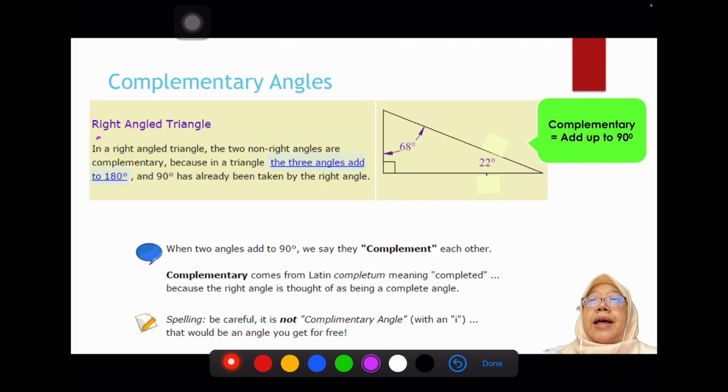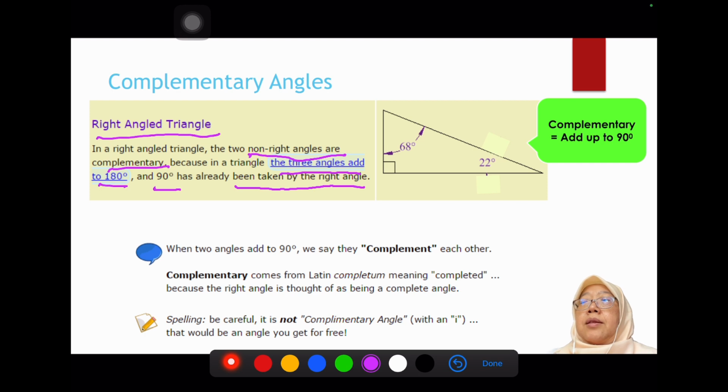In a right angle triangle, the two non-right angles are complementary, because in a triangle, the three angles add up to 180. So 90 degrees has always been taken by the right angle. That means this side and this side, 22 plus 68 degrees. Please don't forget the symbol there, 90 degrees. The symbol for degree is this one. So please do write this one.